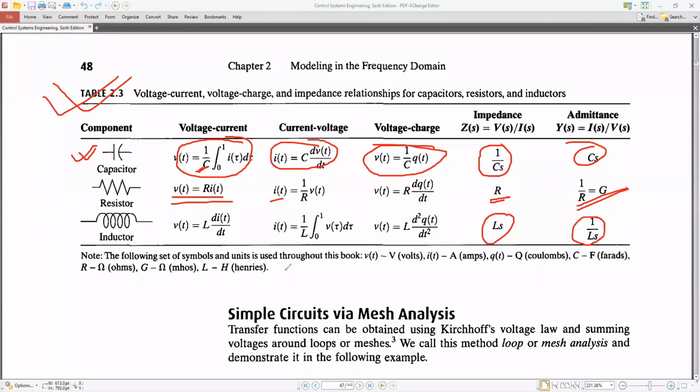So here v(t) is in volts, i(t) is in amps, q(t) is in coulombs, C is in farads, R is in ohms, G is in mhos. I think the equation should be like this. L is in henries. The symbol should be like this. This is the symbol for mhos. These are the units and these are the symbols.